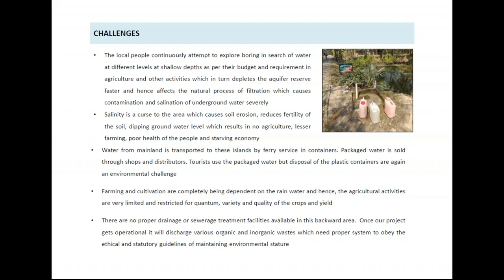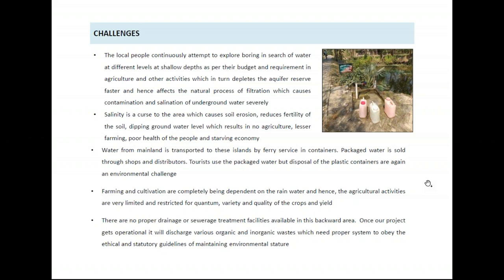Water from the mainland is transported to these islands by ferry service in containers. Packaged water is sold through shops and distributors. Tourists use the packaged water, but disposal of the plastic containers is again an environmental challenge. Farming and cultivation are completely dependent on the rainwater, and hence the agricultural activities are very limited and restricted for quantum, variety, and quality of the crops and yield.